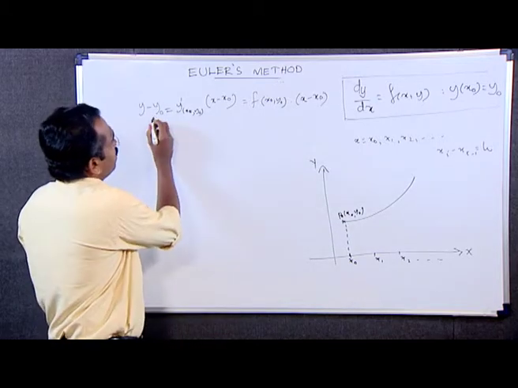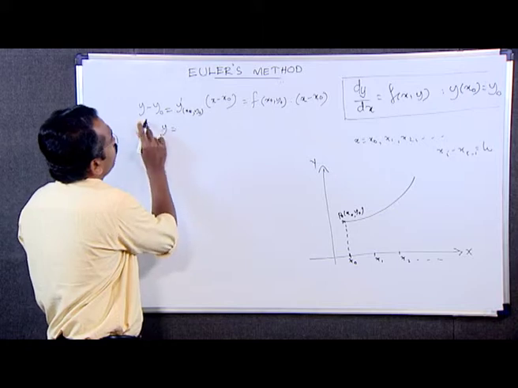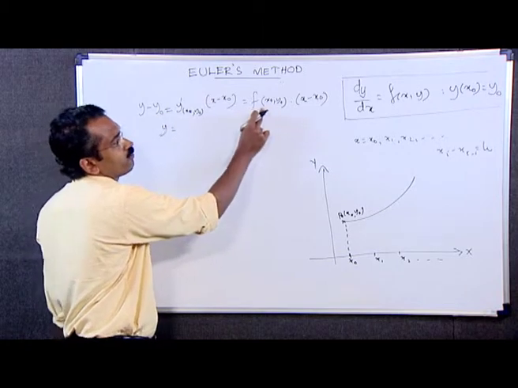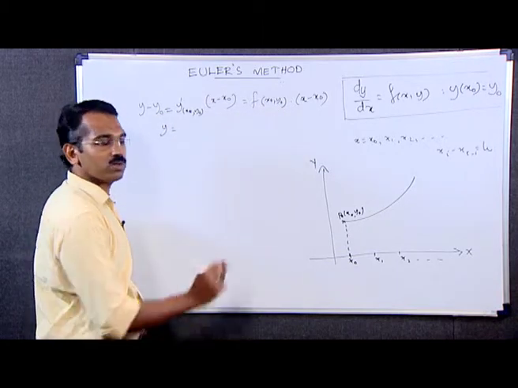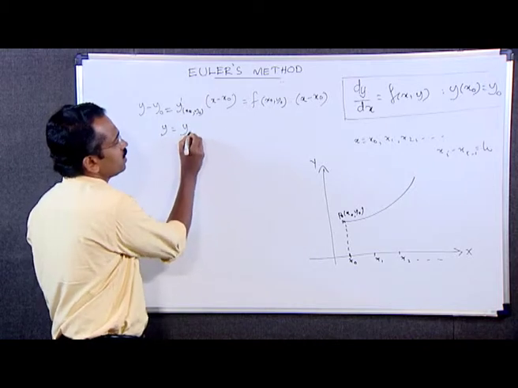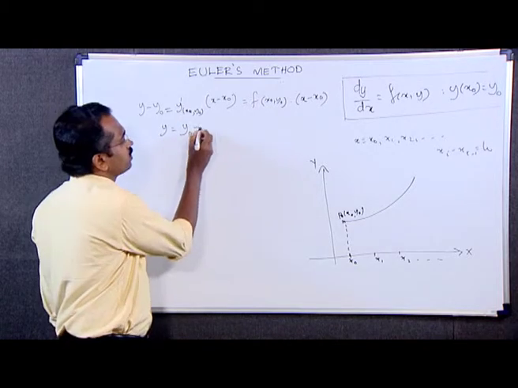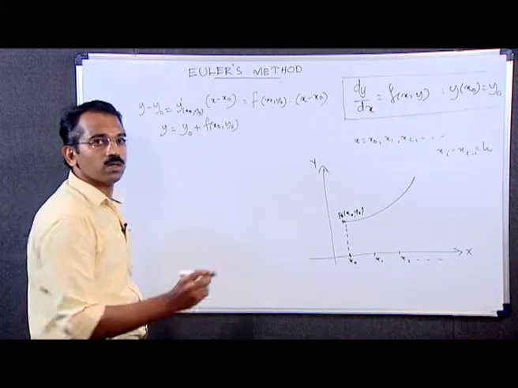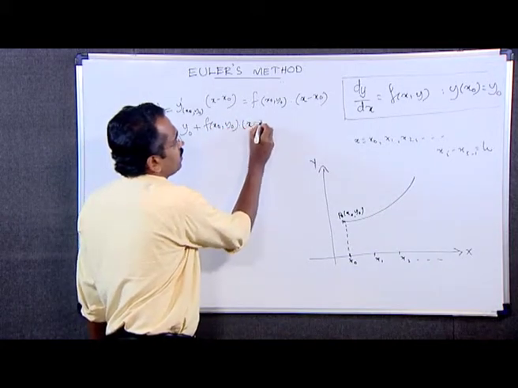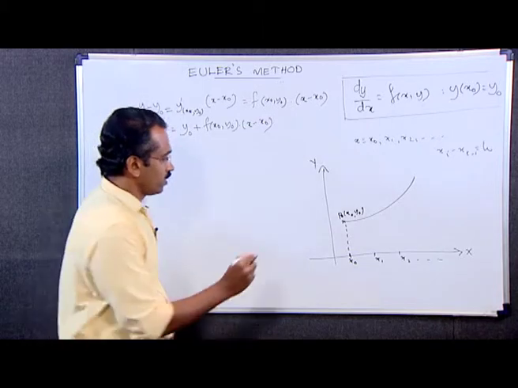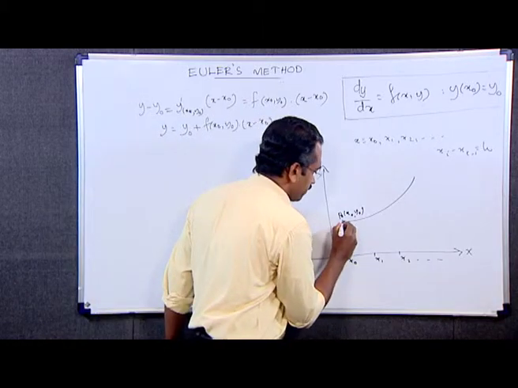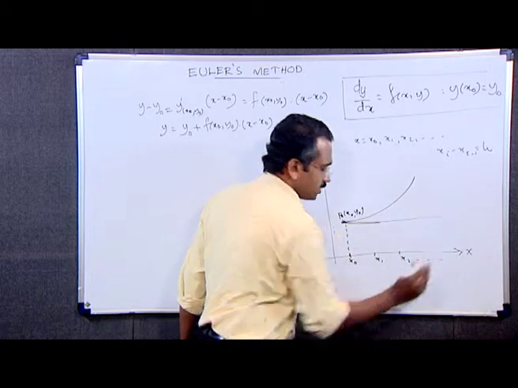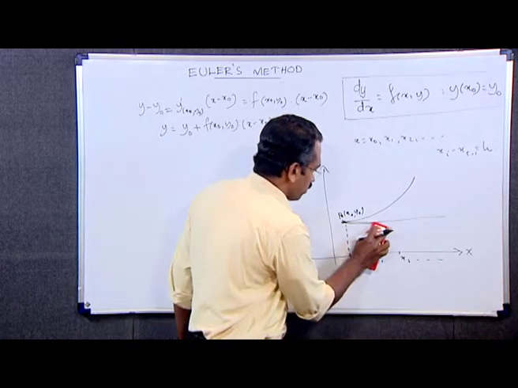From this we can write y minus y naught is equal to f of x naught, y naught into x minus x naught, which gives that y is equal to y naught plus f of x naught, y naught into x minus x naught. This is the tangent at x naught, y naught.